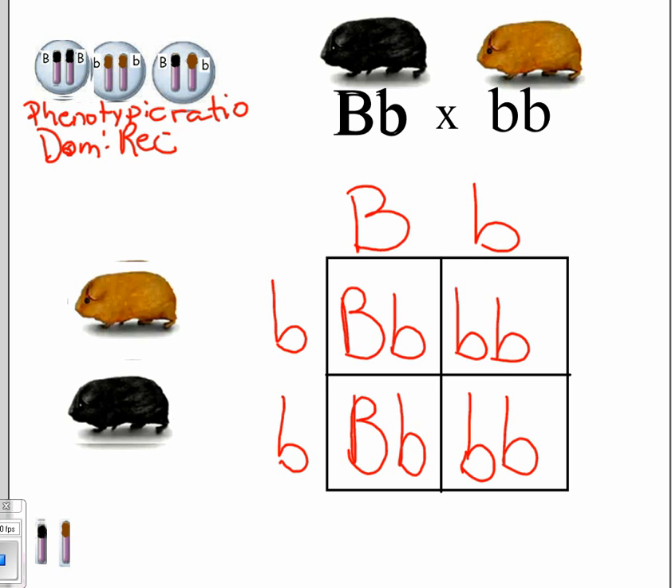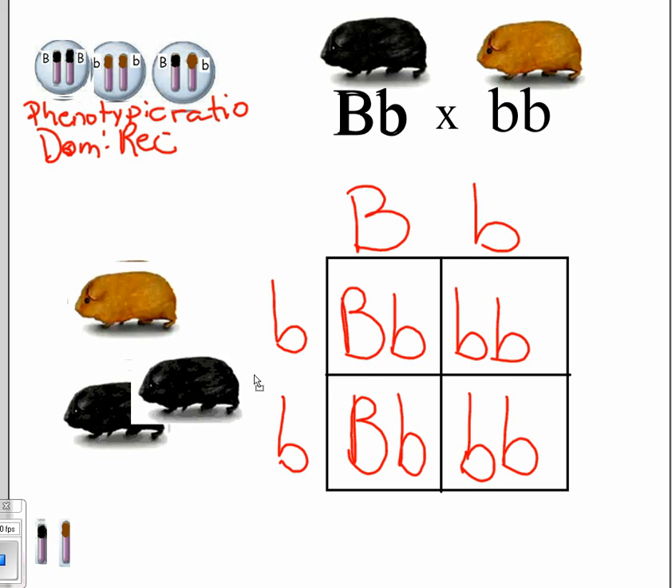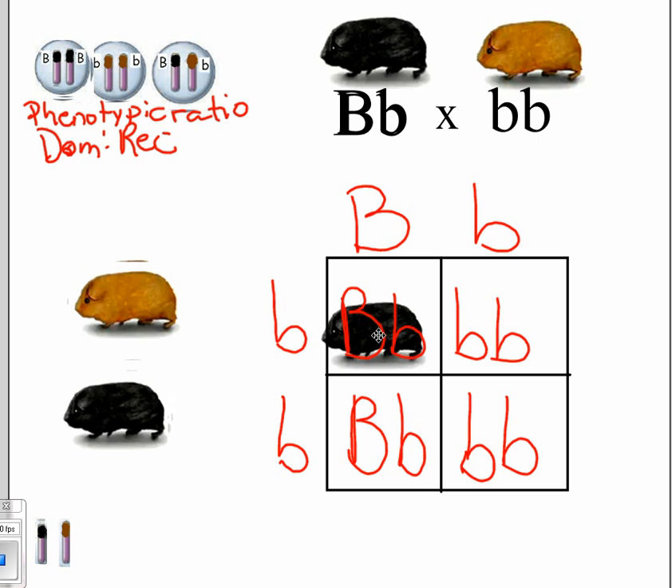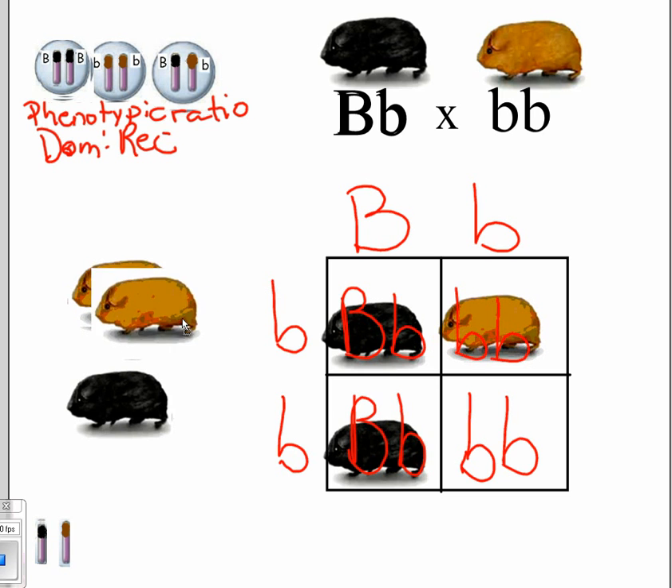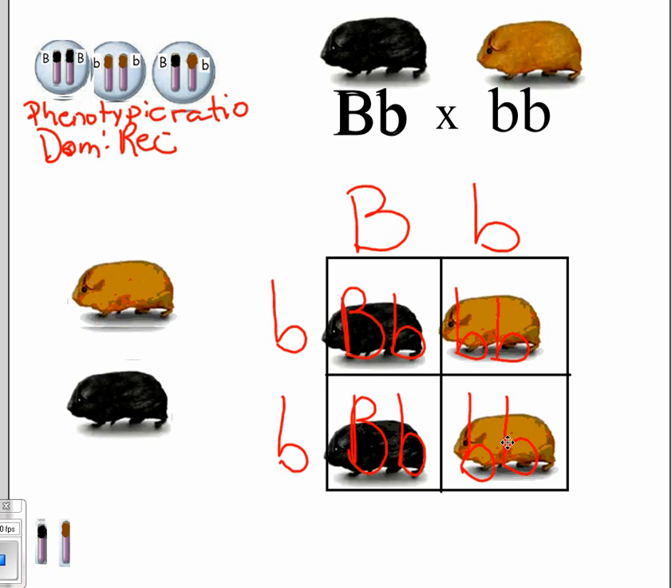So let's see phenotypically, what would we physically see here if this one made black? The big B would dominate. We would see black here. If this one made, we'd see brown. And if that one made, we'd see brown. So phenotypic ratio would be 2 dominant to 2 recessive. And you could go ahead and reduce that and say it's a 1-to-1 ratio.